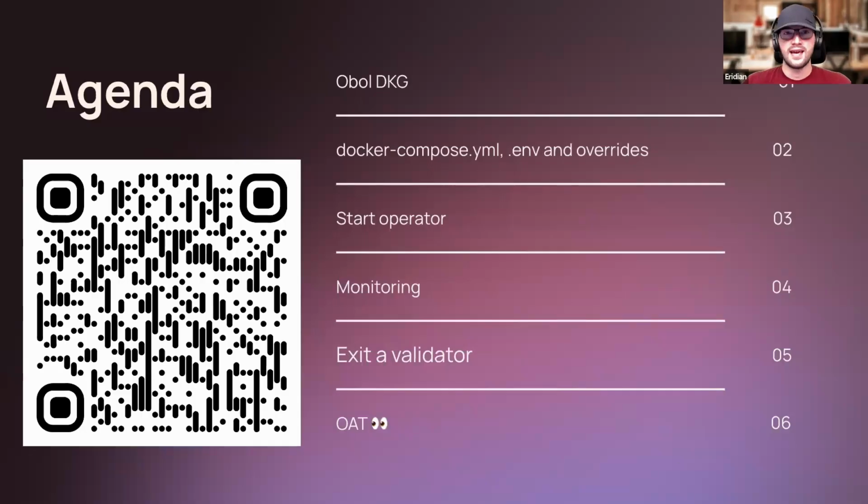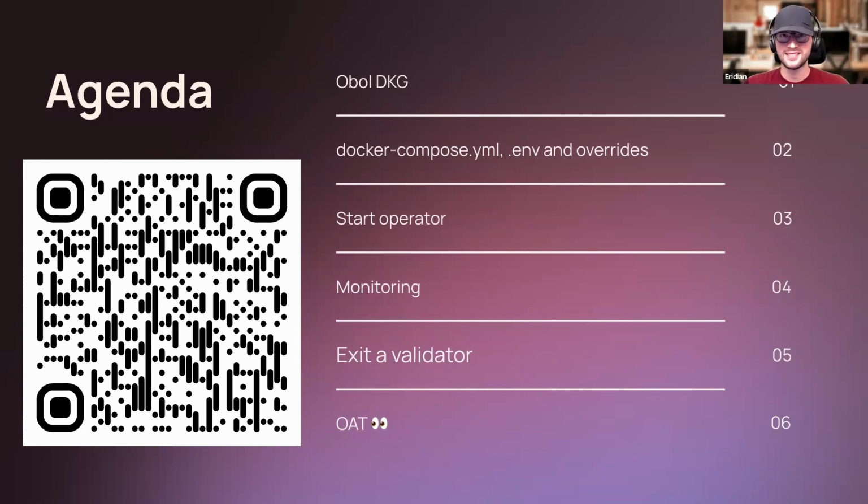Here's the agenda for today, and that QR code is for this presentation, so it will take you to it, because on the slides there are links to some of the useful things you can use. So we're going to start with the Obol DKG, and we're going to run through a DKG together live on the screen. We're going to talk about some of the config files, the Docker Compose, the envs, and some of the overrides I'm going to be using today.